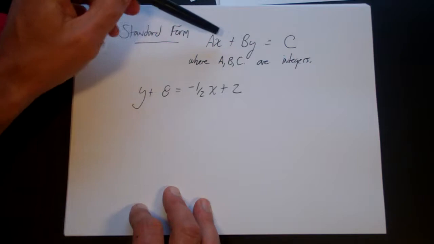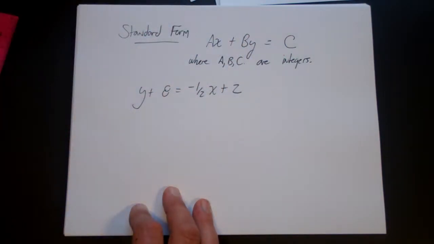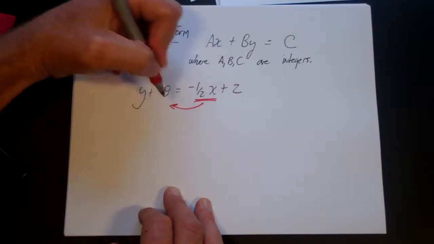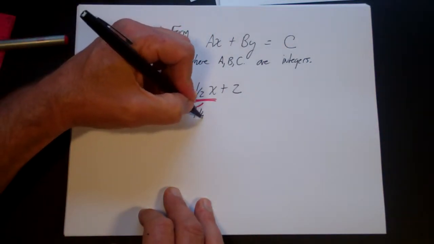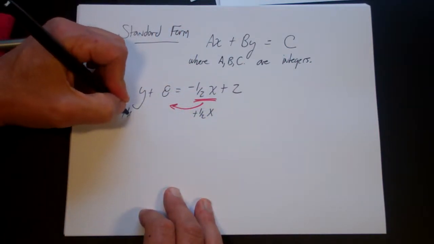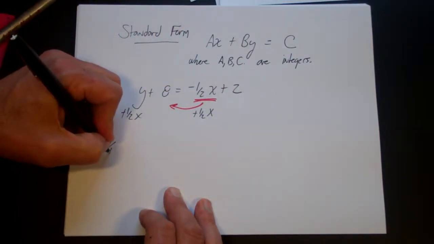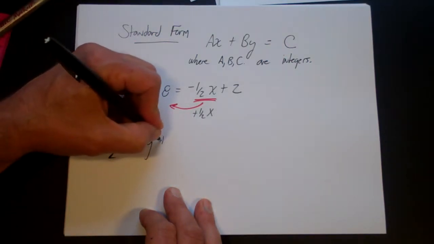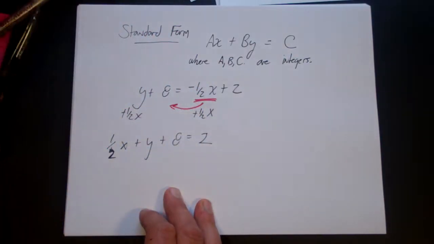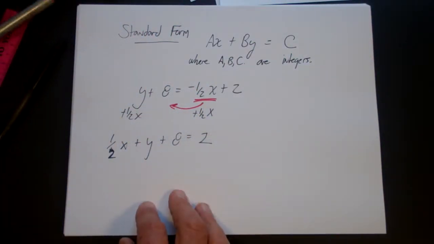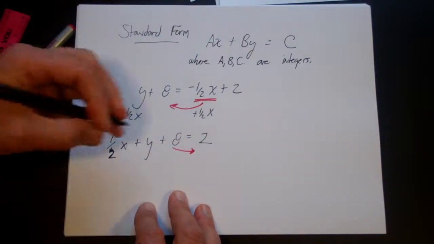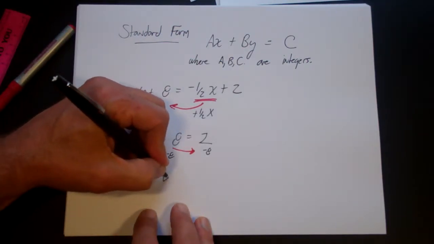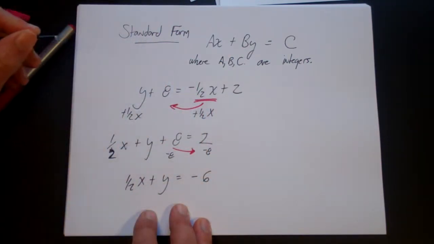What I want is x and y on one side and all the numbers on the other side. So I want to move this 1/2 x to the other side. I'm going to add 1/2 x to both sides, and I get 1/2 x plus y plus 8 is equal to 2. Then I want the 8 on the other side, so I'm going to subtract 8 from both sides, and I get 1/2 x plus y is equal to negative 6.